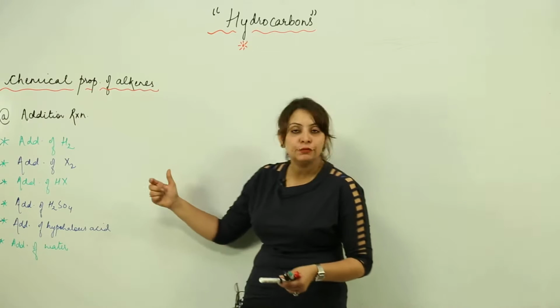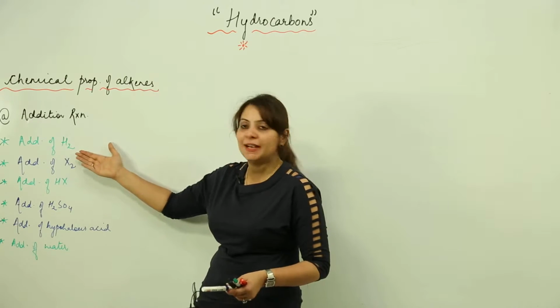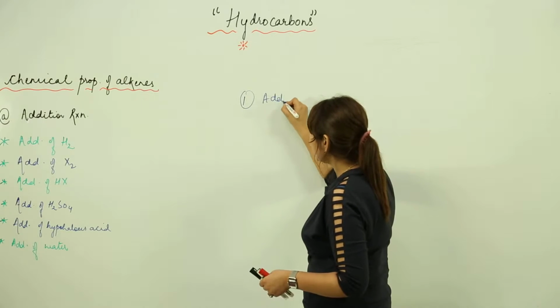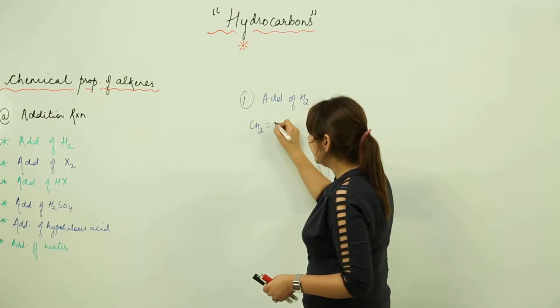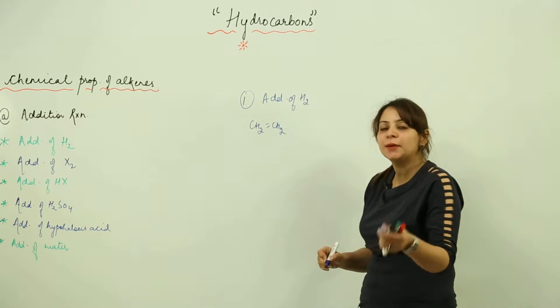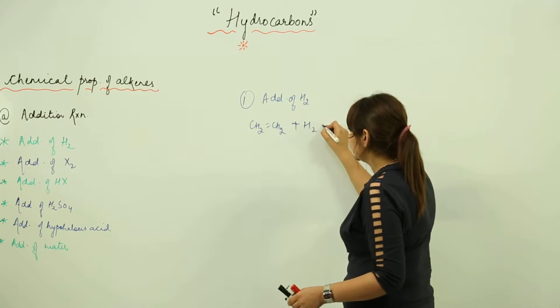So here we have a few addition reactions for you. Out of them, the first is the addition of hydrogen. So let's see what the addition of hydrogen is. Let's say this is my alkene. You can take any alkene, right. As I have taken ethene, you can take propene, butene, pentene, any of that. We are adding hydrogen to it.